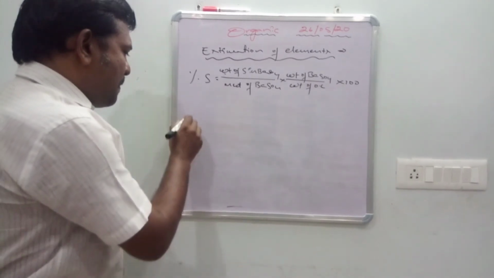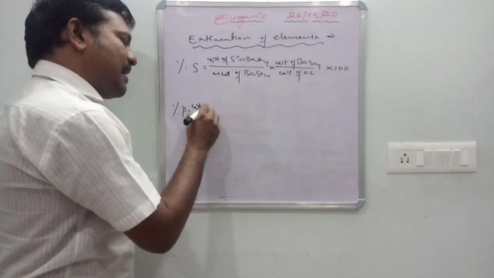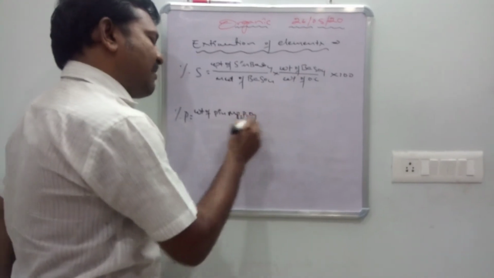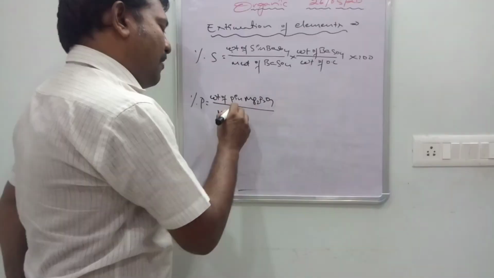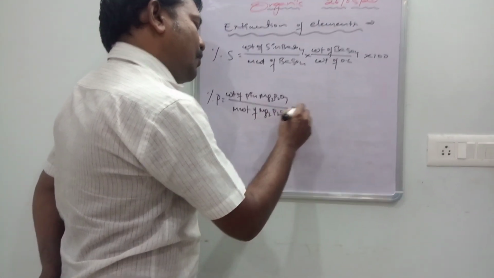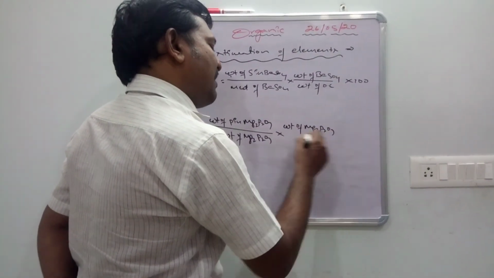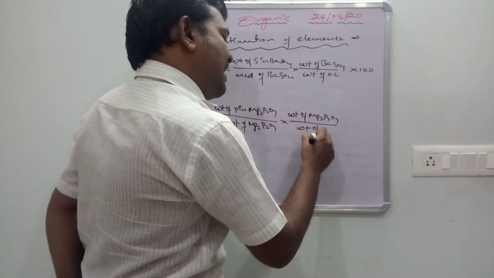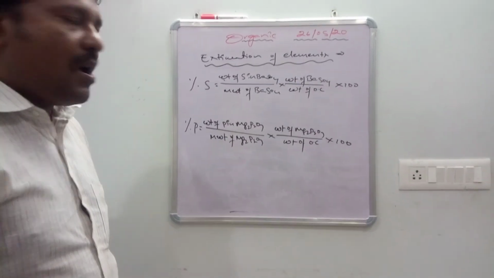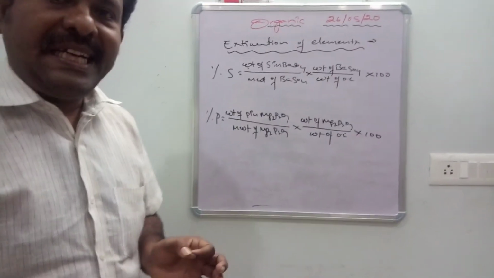And the last one, percentage of phosphorus is equal to weight of phosphorus in magnesium pyrophosphate Mg2P2O7 by molecular weight of magnesium pyrophosphate Mg2P2O7 into weight of magnesium pyrophosphate Mg2P2O7 by weight of organic compound into 100. That is percentage of phosphorus. All of the estimation of elements is known as quantitative analysis.